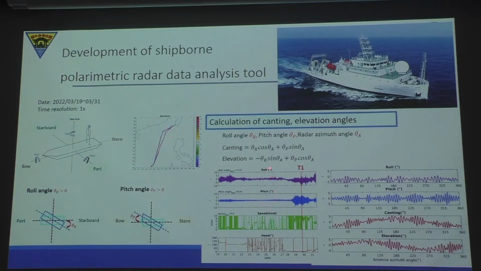The ship will have roll and pitch motion. If we convert those roll and pitch to canting angle and elevation angle, you will see that the canting angle varies from -5 to 5 degrees. For the elevation, we also have around minus and plus 5 degrees. So this will cause some issues for the ZDR measurement.